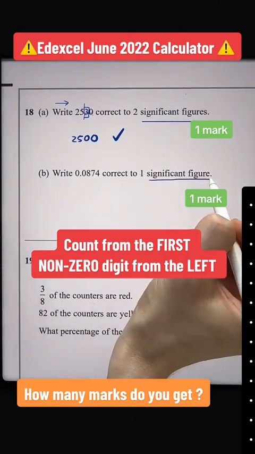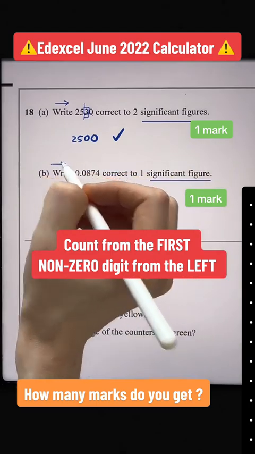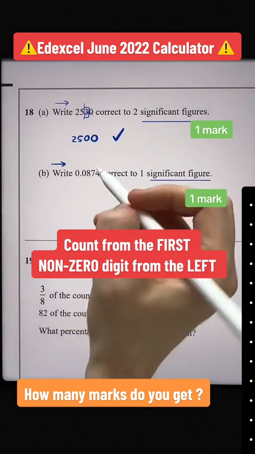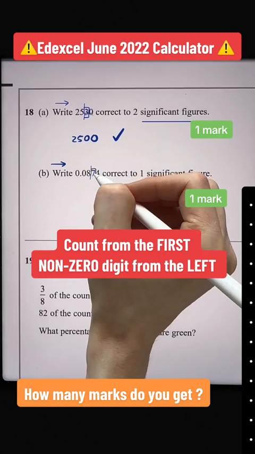Again, as we're dealing with significant figures, we always start from the left and we count from our first non-zero digit from the left, number 8. As we're only rounding to 1 significant figure, we now stop. Draw a line after the 8. The 1 to the right is called our decider.